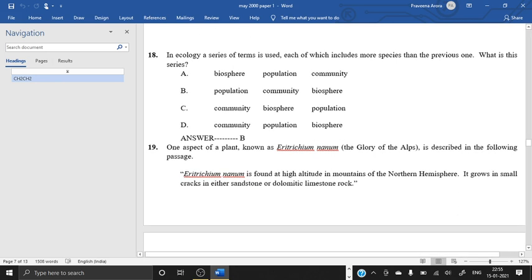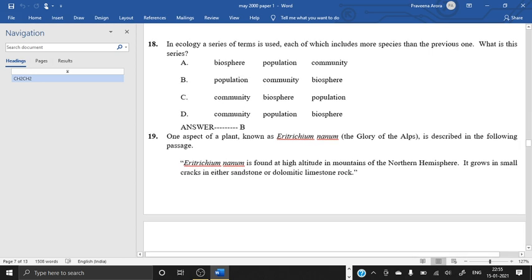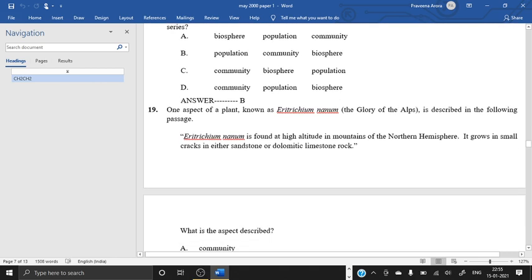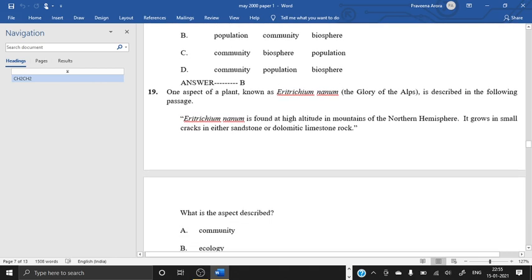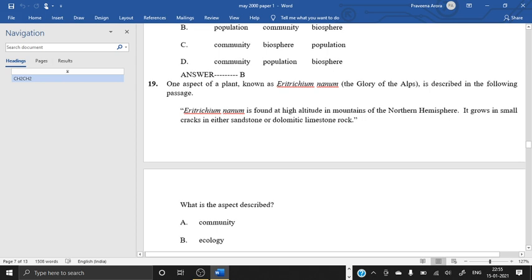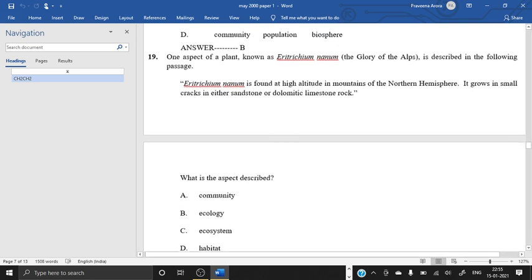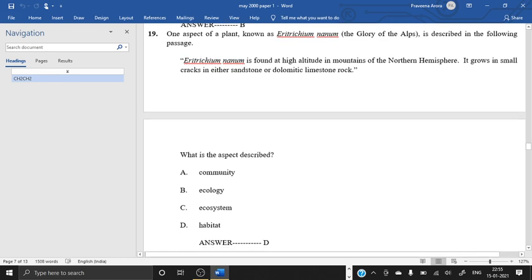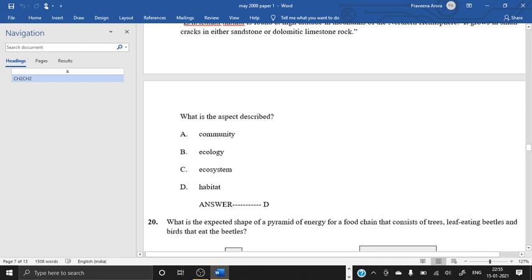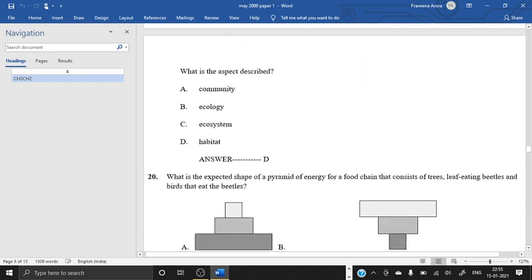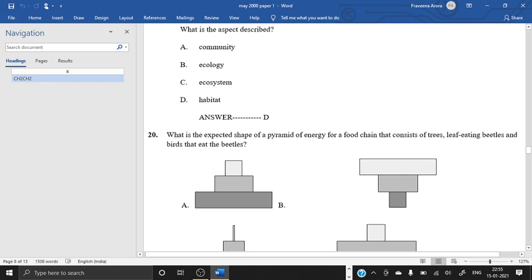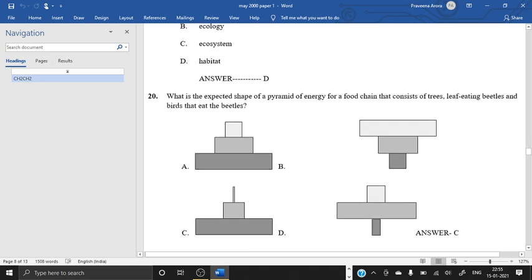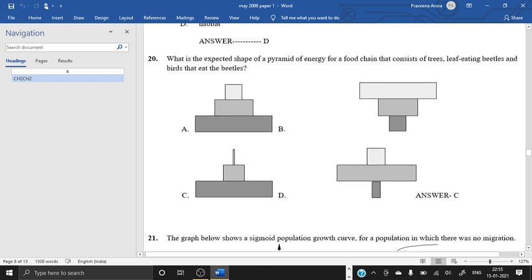Then is question number 19. One aspect of a plant known as Erythronium nanum is described in the following passage. Erythronium nanum is found at high altitude in mountains of the northern hemisphere. It grows in small cracks in either sandstone or dolomitic limestone rock. What is the aspect described? Community, ecology, ecosystem, or habitat? This is habitat. That is answer D.